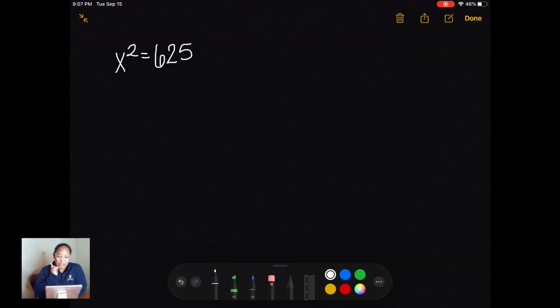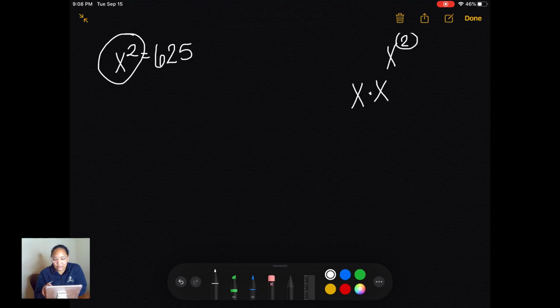Alright, so for this question, we're going to start really quickly and talk about what this x squared means. We're really just solving for x, so we have to figure out what x equals. But this x squared means that x is to the second, it's being multiplied times itself. So we can say x times x equals some number, in this case 625. So we have to find what number times itself equals 625.